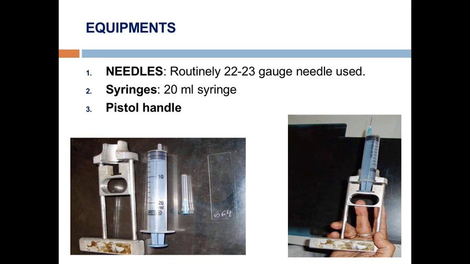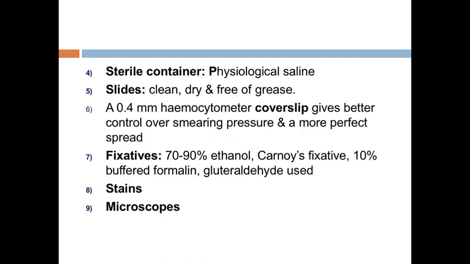The needle which we use is the 22 to 23 gauge needle, and the syringe is generally a 20 ml syringe, because we need more amount of negative pressure or suction. So the bigger the needle, more amount of suction we need. Okay, so that is the equipment. And then we need some sterile containers. For example, if you're taking it for processes like PCR or any molecular techniques, we need physiological saline in a container wherein the aspirated material is put into it and then processed.